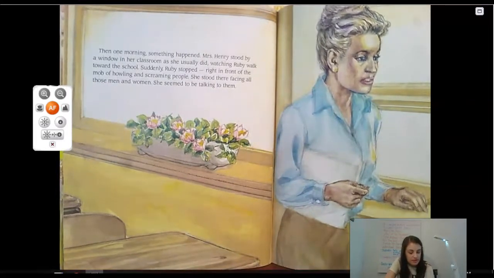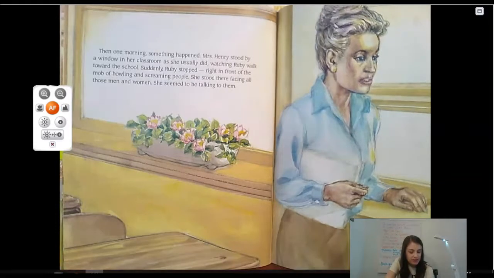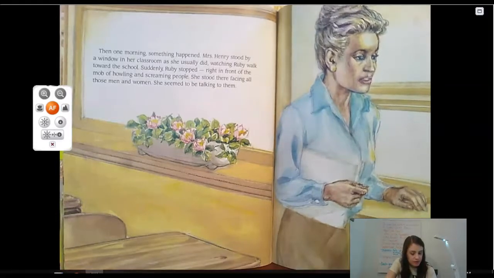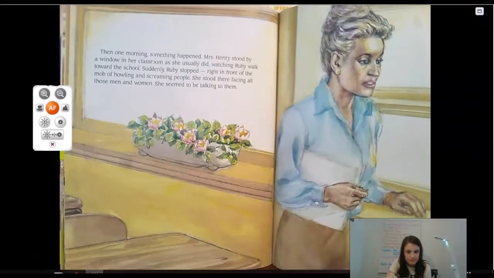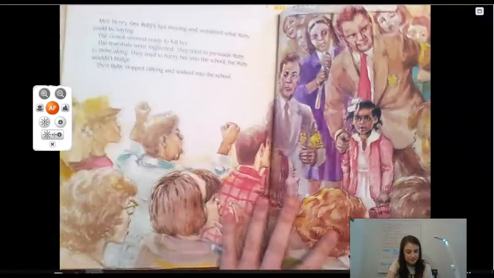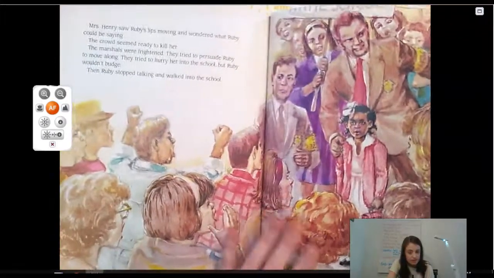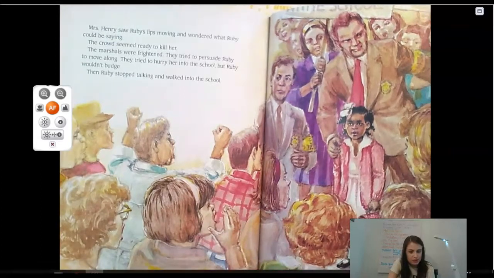Suddenly, Ruby stopped right in front of the mob of howling and screaming people. She stood there facing all those men and women. She seemed to be talking to them. I wonder what she's going to say. Mrs. Henry saw Ruby's lips moving and wondered what Ruby could be saying.